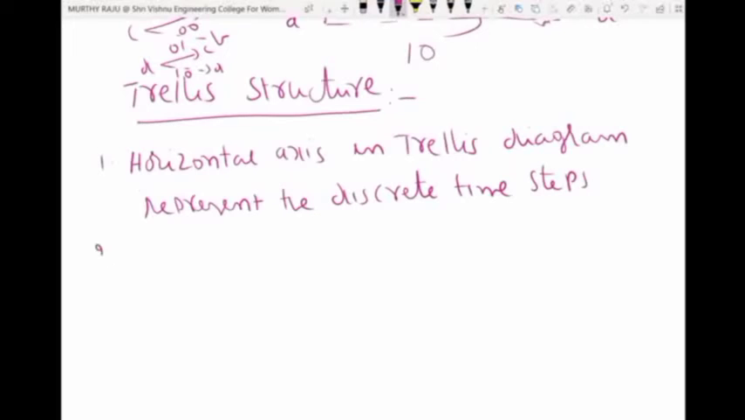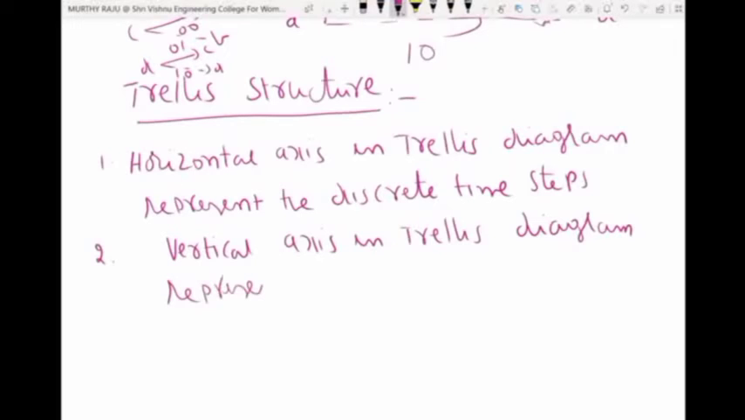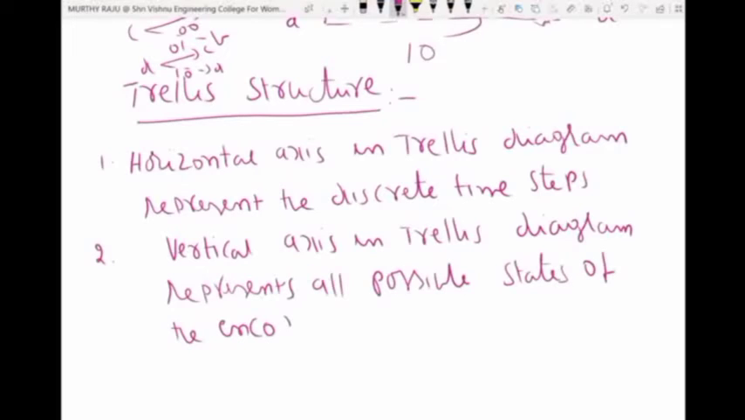Next point: the vertical axis in the trellis diagram represents all possible states of the encoder.